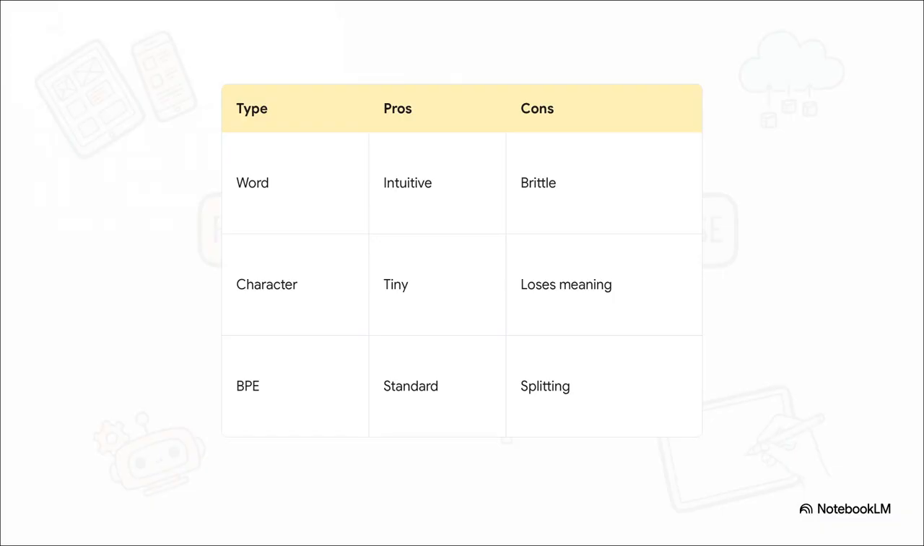But wait, what exactly is a token? Well, neural networks only understand numbers, so they can't process raw text. They need a tokenizer. We have a few options here. Word-level tokenization feels intuitive to us, but it's super brittle for an AI, requiring a massive amount of memory for every tiny variation of a word. Then there's character-level tokenization, which shrinks the vocabulary way down, but the AI totally loses local semantic meaning.